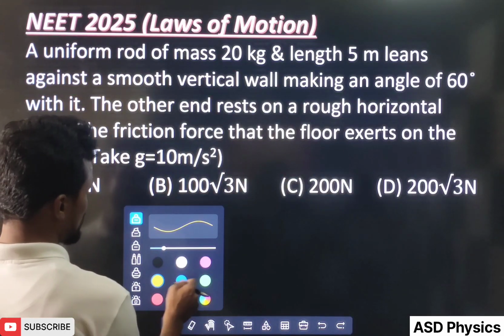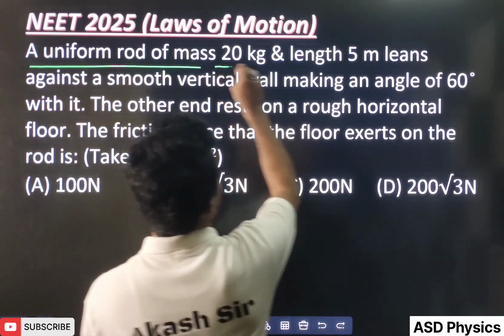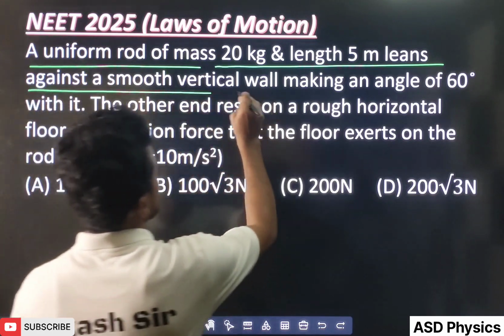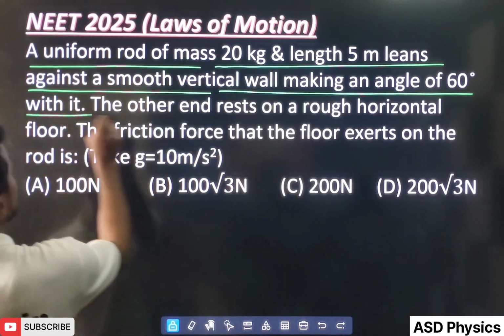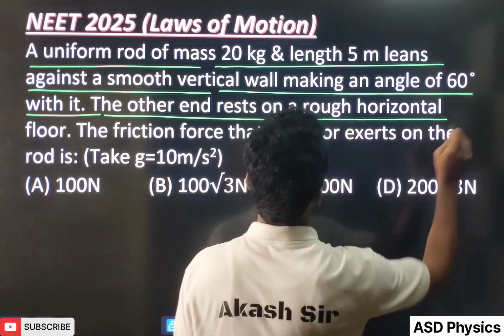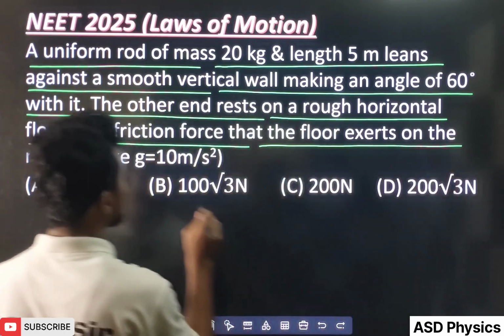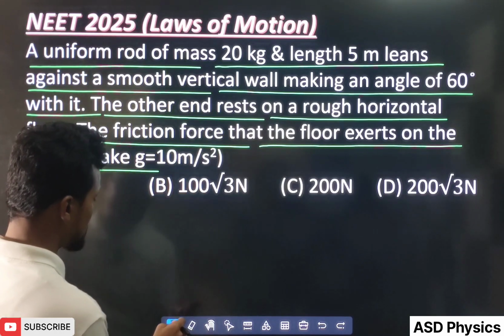Now we are solving a laws of motion question here. See, the question is: a uniform rod of mass 20 kg and length 5 meter leans against a smooth vertical wall, making an angle of 60 degree with it. The other end rests on a rough horizontal floor. The friction force that the floor exerts on the rod, how much is it? And the value of g is given here.